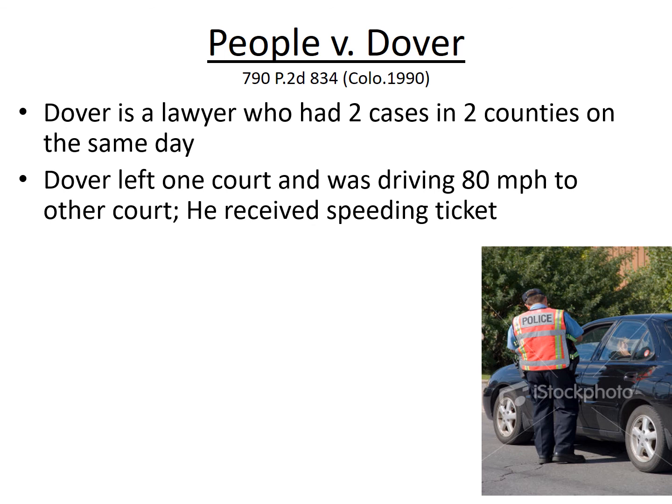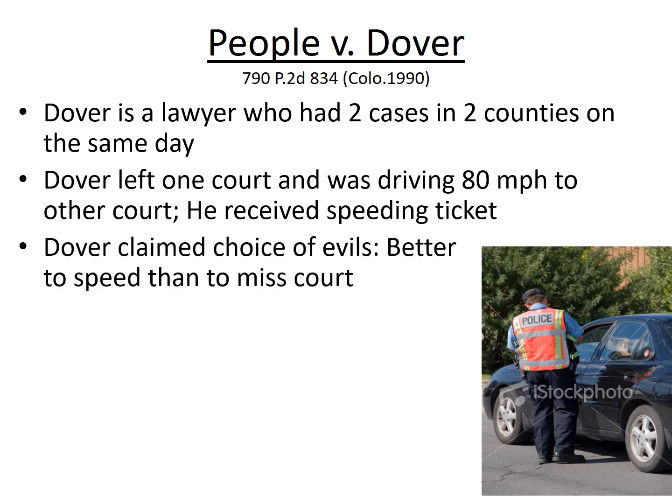So he went to one court, took care of business, and then he was driving 80 miles an hour to go to the other court in the other county, and he received a speeding ticket. Well, he could have just paid the ticket, but he decided to argue choice of evils, necessity. He claimed it's better to speed than to miss court. So speeding is a small offense, but is missing court a greater offense? So did he commit the lesser offense to avoid the greater offense?